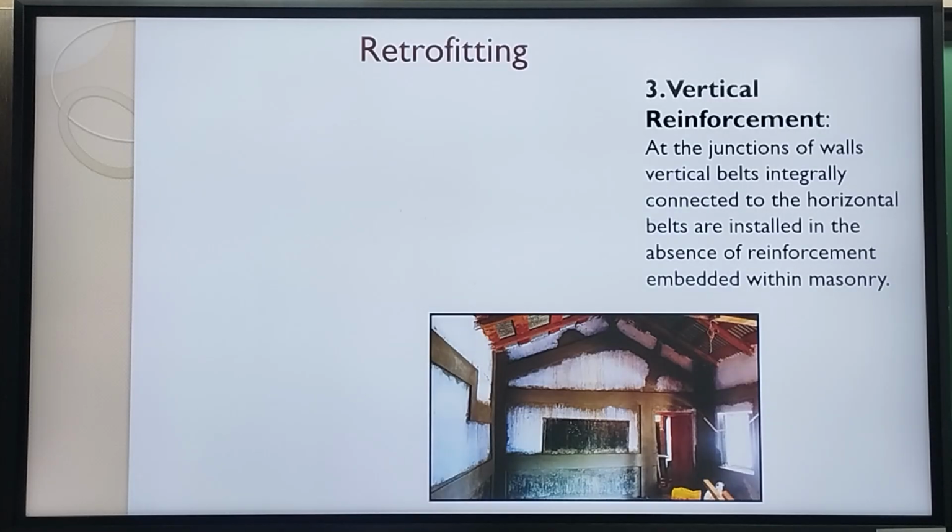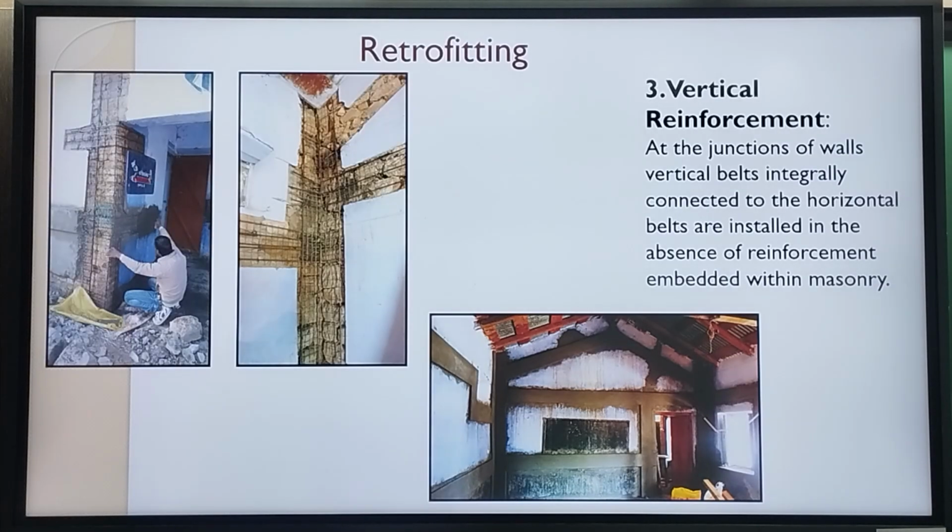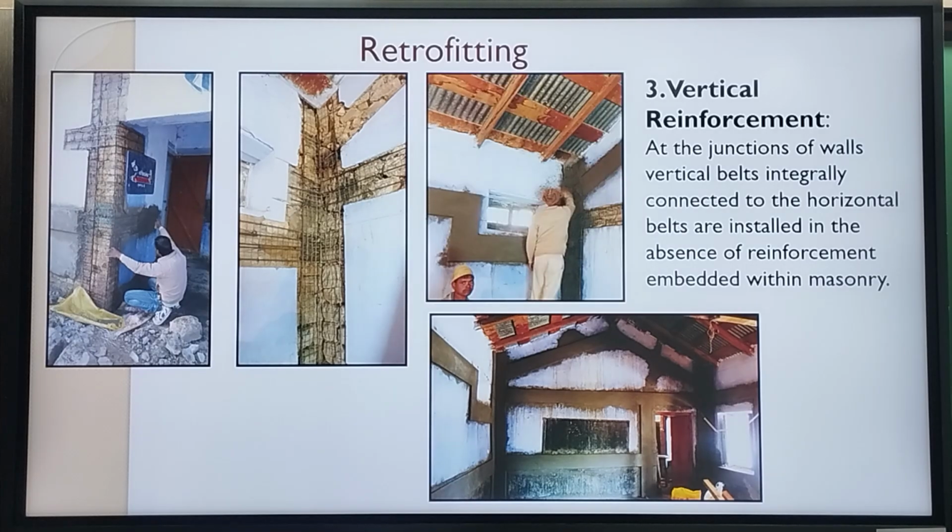The next thing is the vertical reinforcement, which is at the junction of the walls to ensure integrity between them. And also, they are properly connected with the horizontal belts. Now, in a situation like this, you have a crack right here. But this particular belt also acts like a splice across the crack. And same thing here. So you don't need any additional splices in a situation like this.